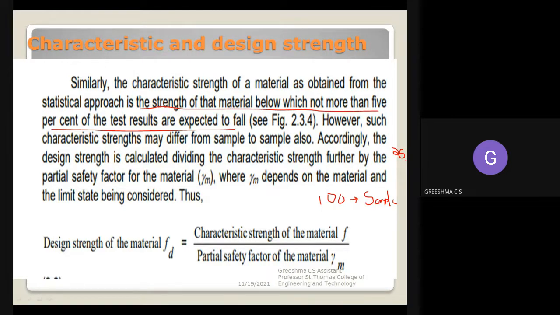Prior to the construction, I'm checking whether the materials have proper strength or not. So I have prepared 100 samples of 25 Newton per mm square. I have taken the mix design accordingly, and I have taken 100 samples.